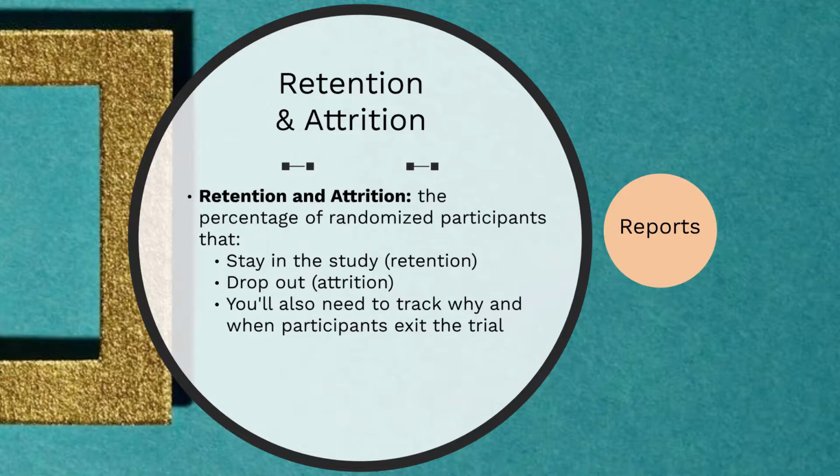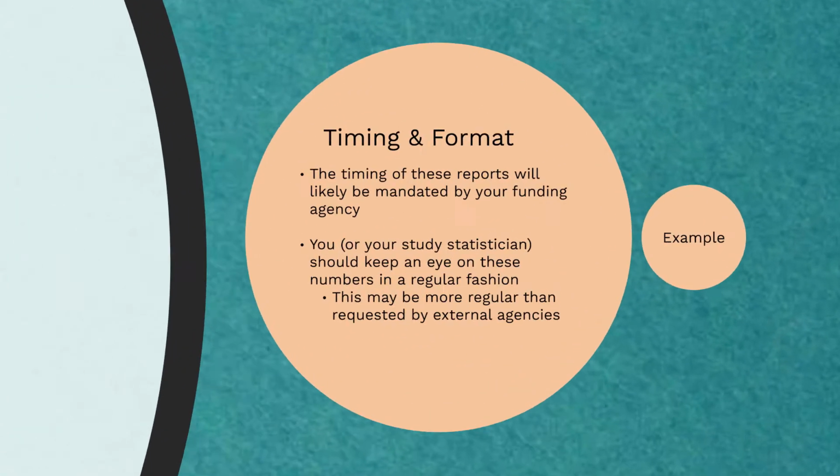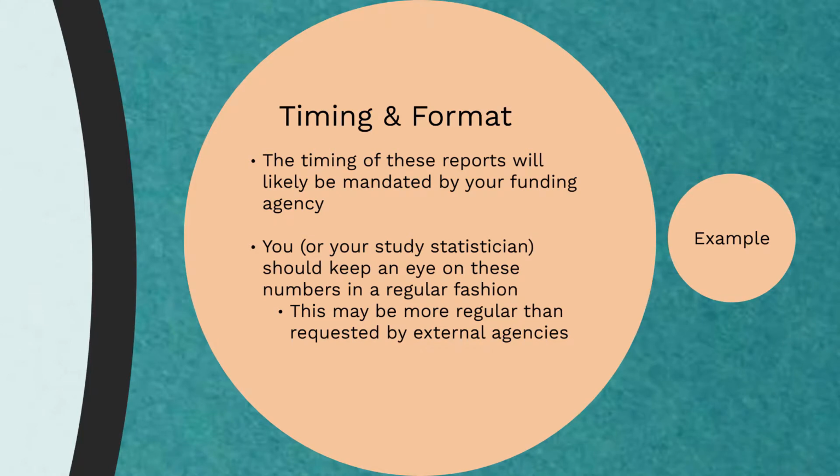When it comes to the reports that you'll be generating, the timing of those reports is likely going to be mandated by your funding agency. At the very least, you have annual reports due to your IRB and the FDA if it's an FDA study. But generally, your funding agency is going to want monthly or more frequently provided reports on screening, screen failures, so people who were screened but did not randomize. You'll want randomization numbers, and you'll want retention numbers, and you'll want dropout numbers.